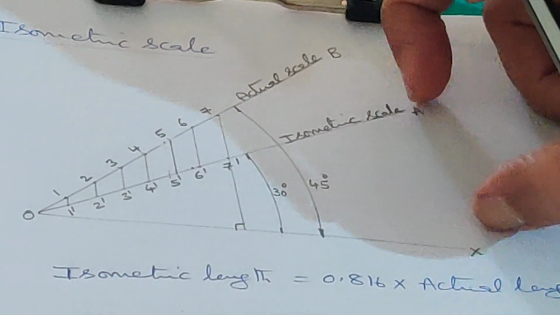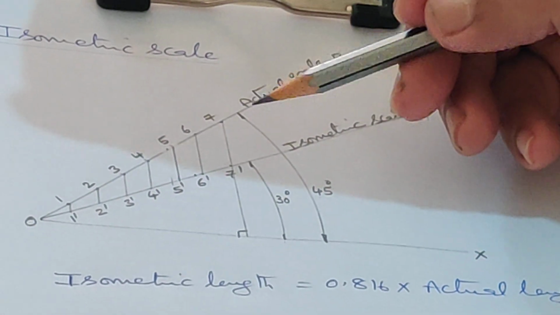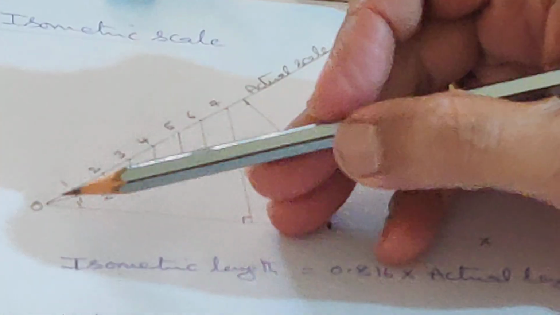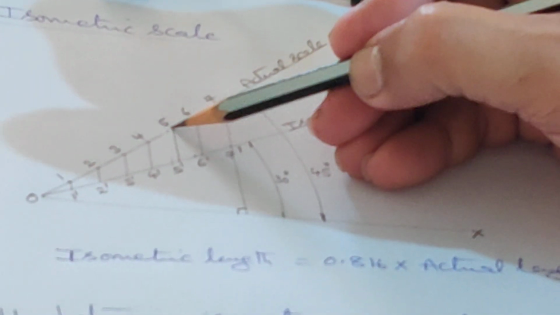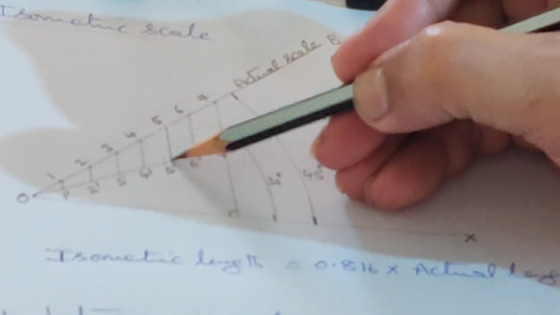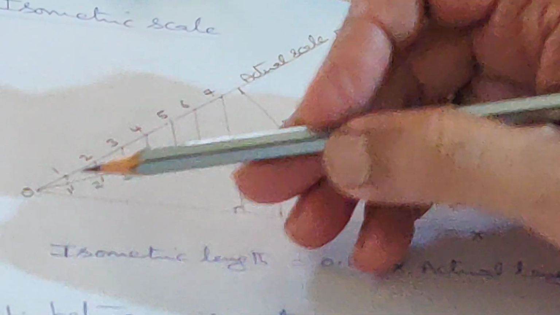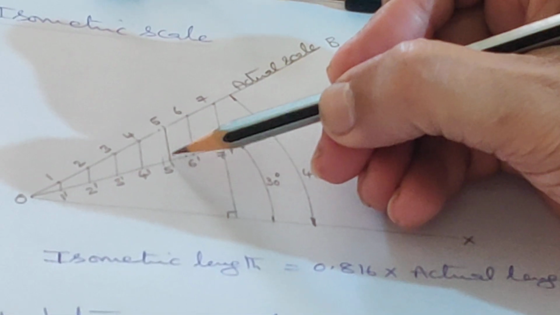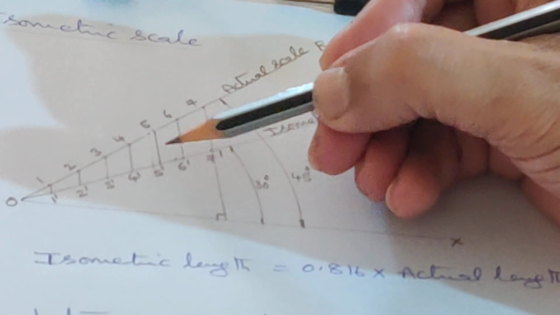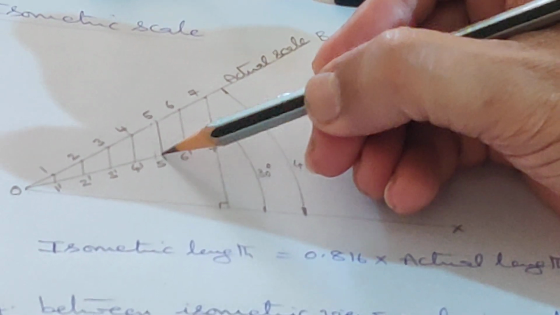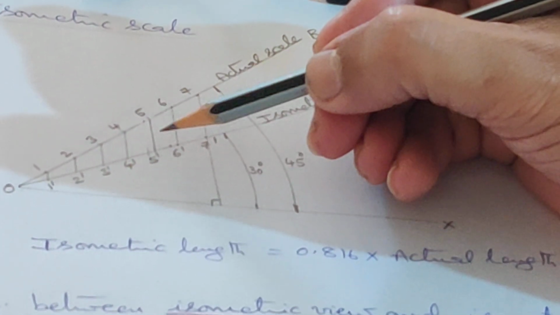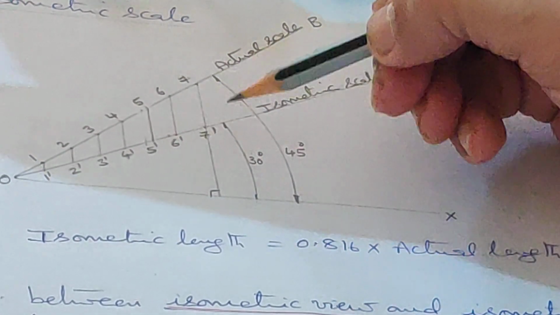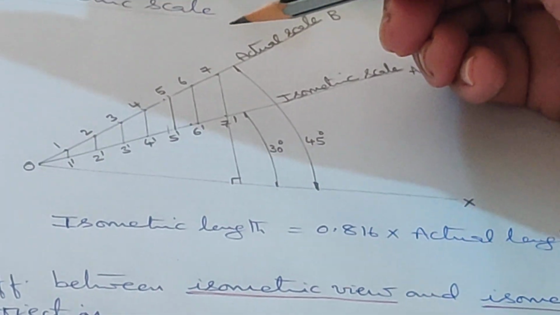For example, if I want to find the isometric length of 50, what do I have to do? I have to first mark 50 here. From there you draw a perpendicular. Then from O to 5 dash becomes iso 50. In other words, it is the isometric length of 50. Similarly, for any length for that matter, ISO 40, ISO 60, ISO 70 and so on, you can measure.